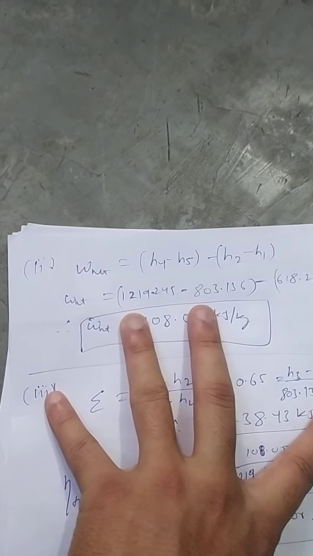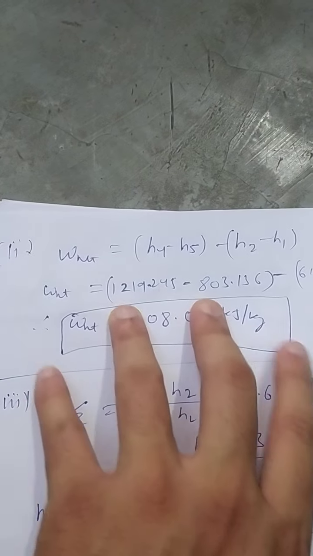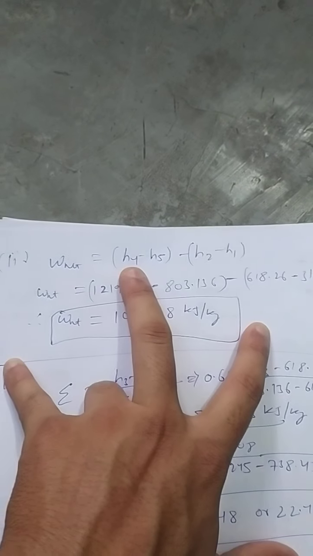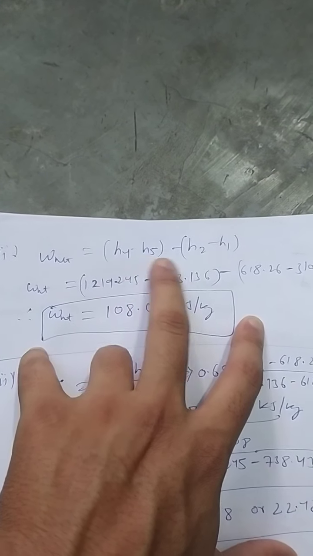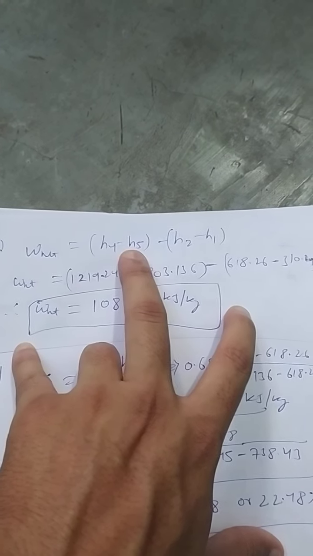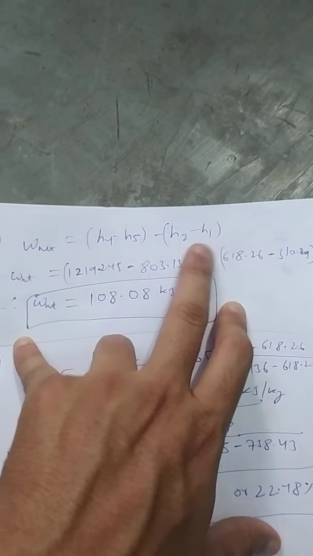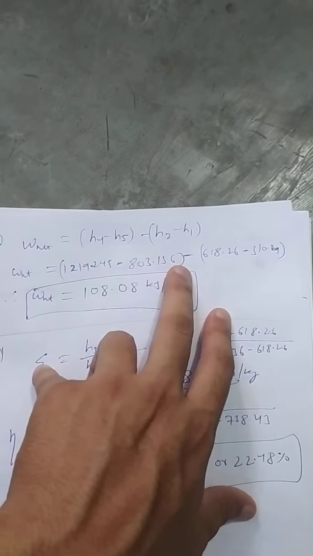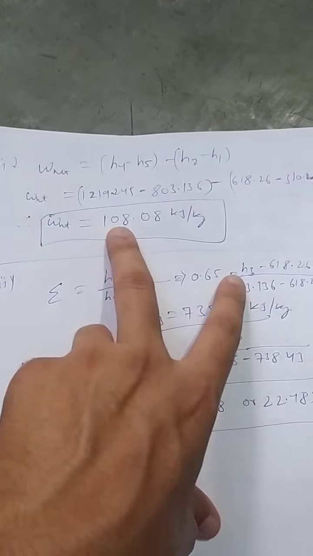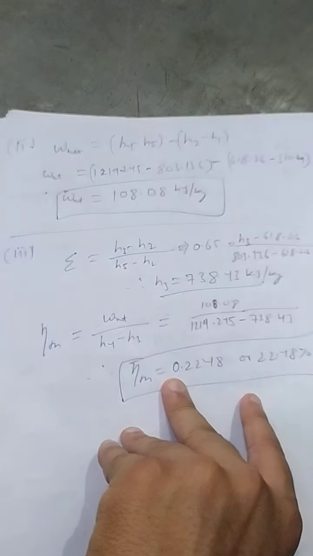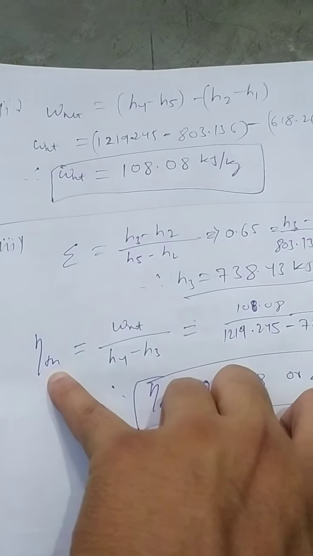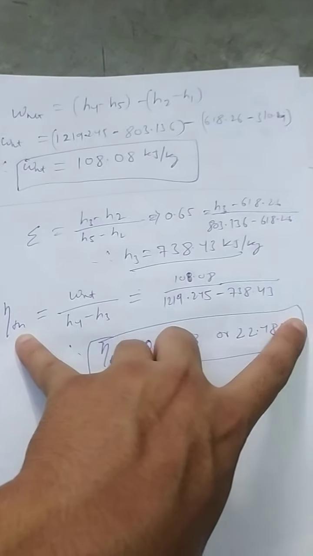Now let's do the second part, that is the net work output. Net work output would be work output by the turbine minus work required by the compressor. So (h4 minus h5) minus (h2 minus h1). Putting all these known values, we get the net work output here. Now third, we have to find the thermal efficiency of the cycle.